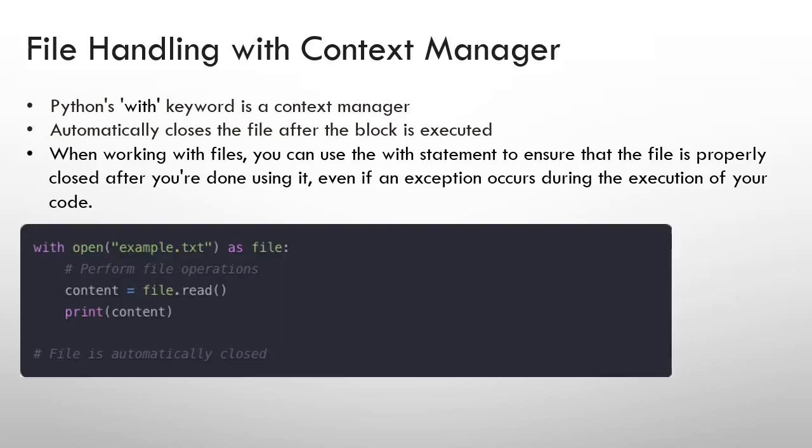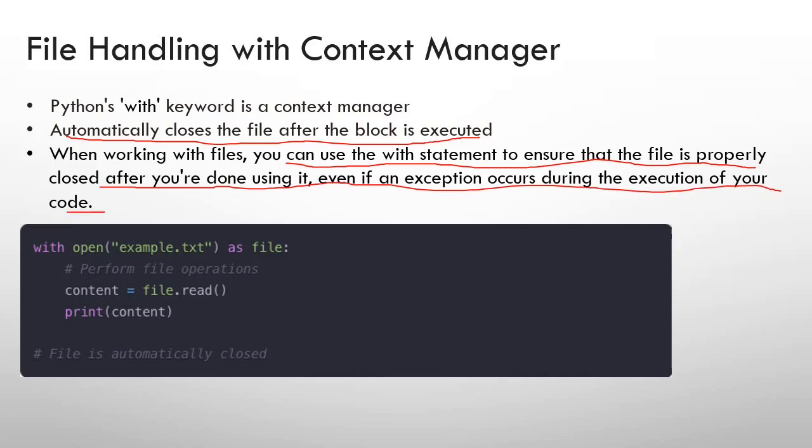So now we will see what is file handling with a context manager. Python's with keyword is a context manager. It automatically closes the file after the block is executed. When working with files, you can use the with statement to ensure that the file is properly closed after you are done using it, even if an exception occurs during the execution of your code. So this is how you can use the with keyword in Python, and as soon as the block is executed, the file is automatically closed by using this keyword.